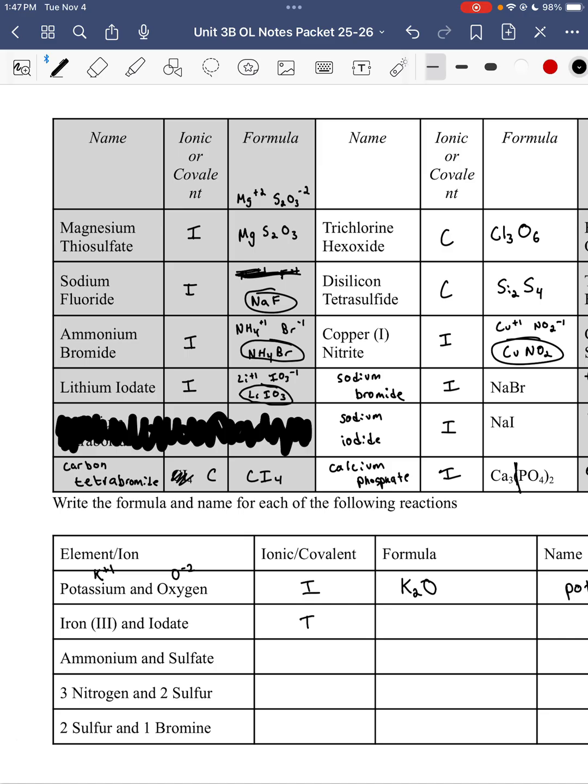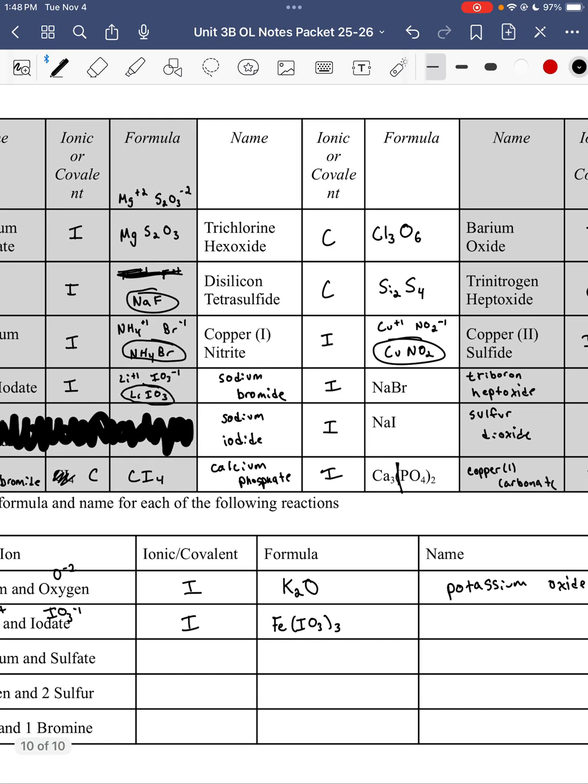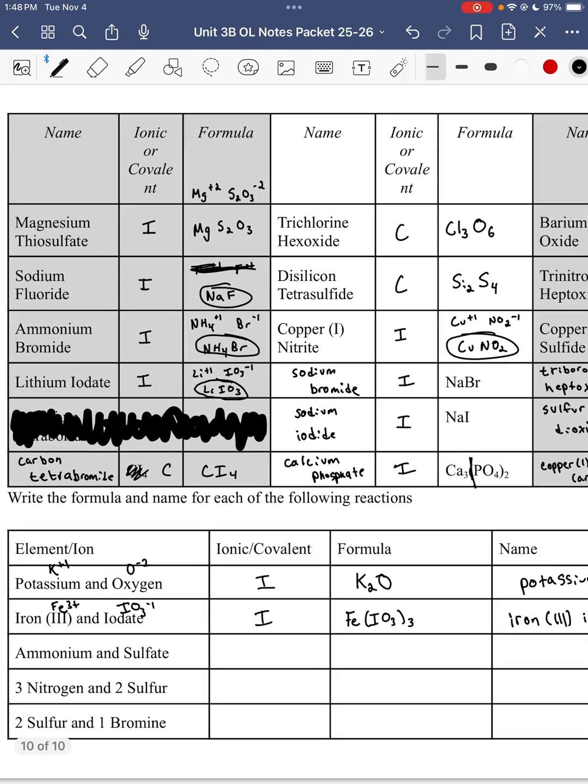Next, we have another ionic because we have a metal and a nonmetal. Iron 3 is going to be Fe with a plus 3 charge. Iodate is IO3 with a minus 1 charge. So when I cross those over, I get FeIO3 3. And this would just be called iron 3 iodate, making sure I indicate the charge of my iron because it's a transition metal.